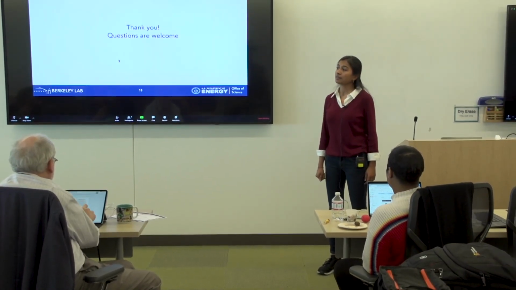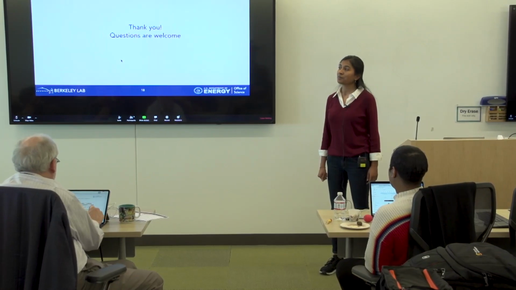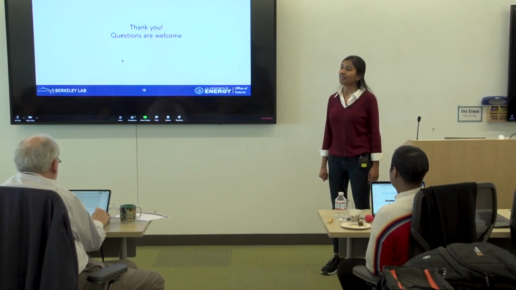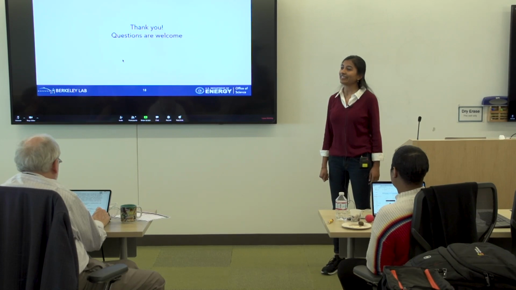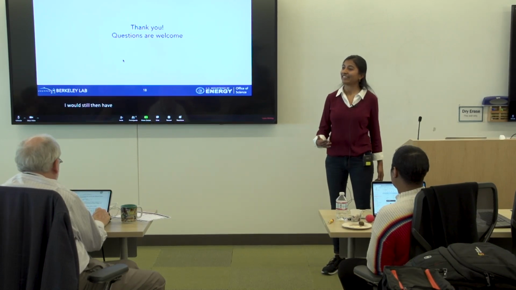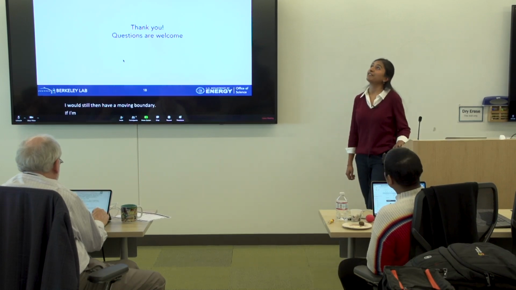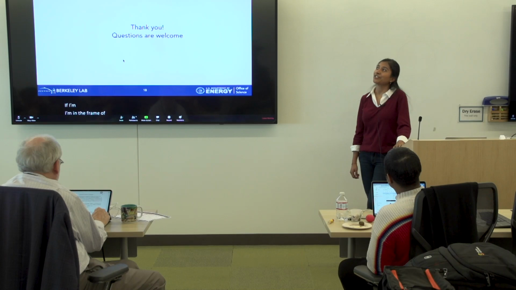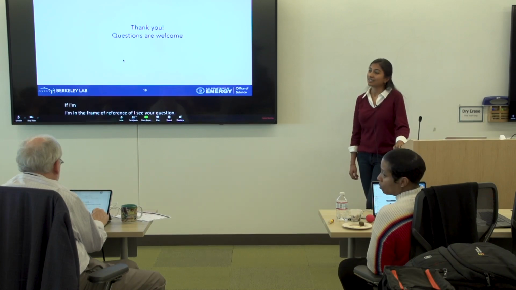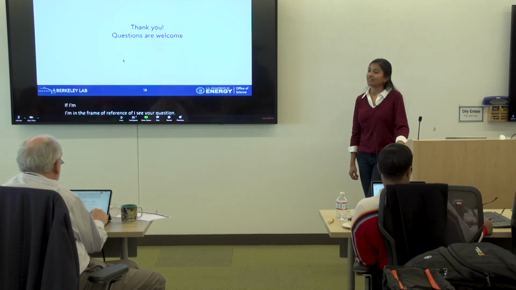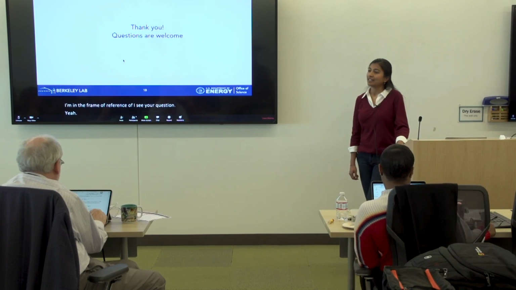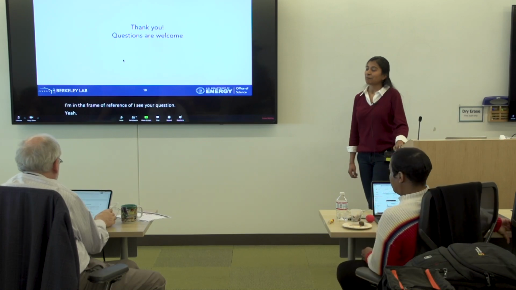They're more for the second order packages, like complicated. Right. I would still then have a moving boundary if I'm. Oh, yeah, I'm in the frame of reference of the. Yeah, I see your question. So the mesh refinement would stay the same and it's a fixed thing. Yeah. Will it work? Or do you think it should be difficult?